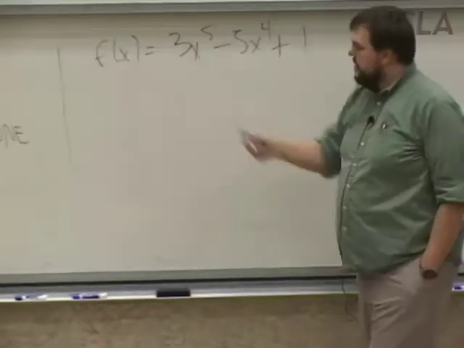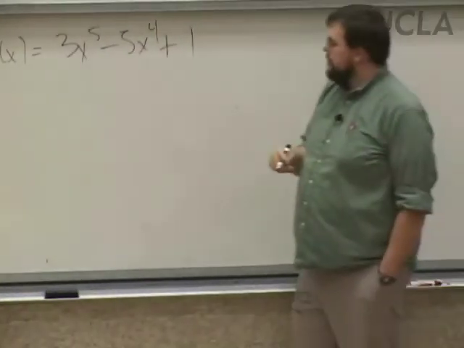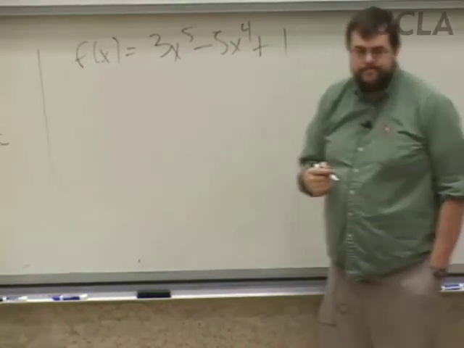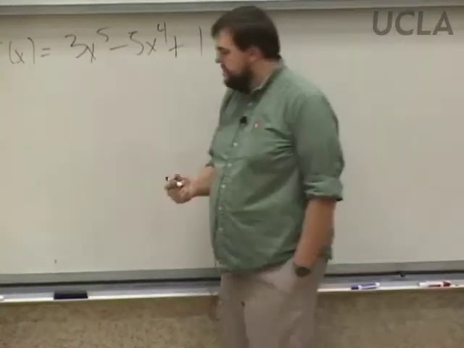Okay, so suppose I say, here's my function. f of x is 3x to the fifth minus 5x to the fourth plus 1. And I ask, where are the inflection points? So what's our first step?